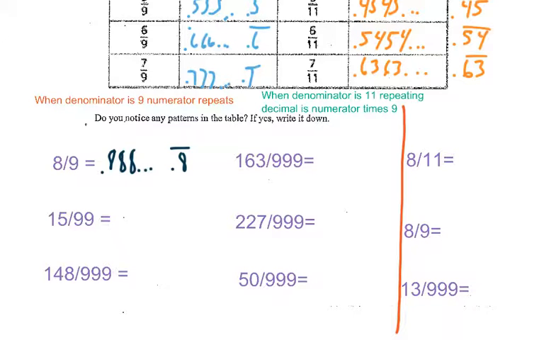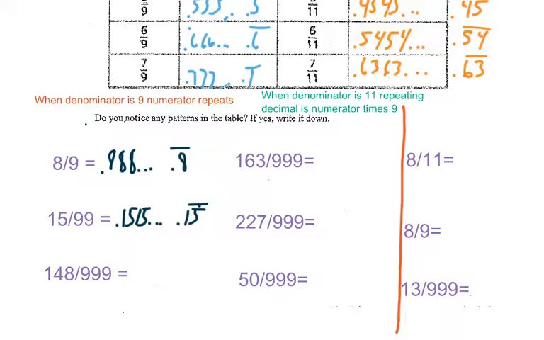Now, what about if I have 15 over 99? Well, if you were to take your calculator and do 15 divided by 99, you would notice you get 0.15 repeating.